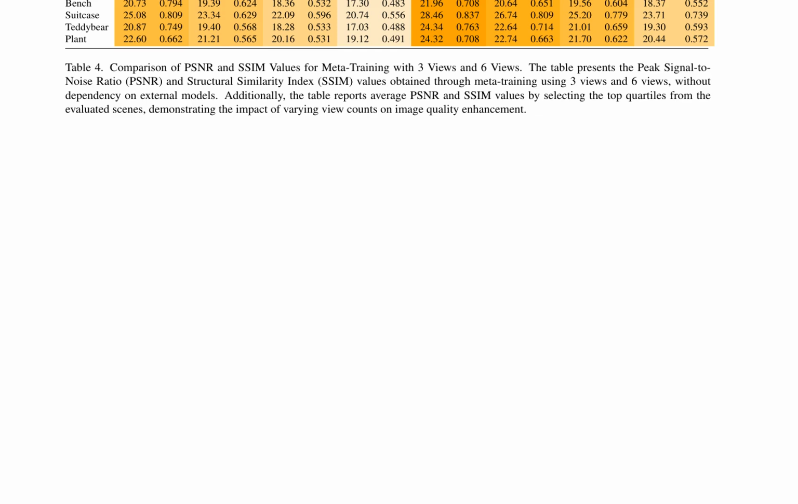The transition to page 14 is not provided, but based on the context, it is likely that the next section will discuss the implications of these results, potential limitations, and future work. The authors may also provide additional analysis or visualizations to further illustrate the impact of varying view counts on image quality enhancement.